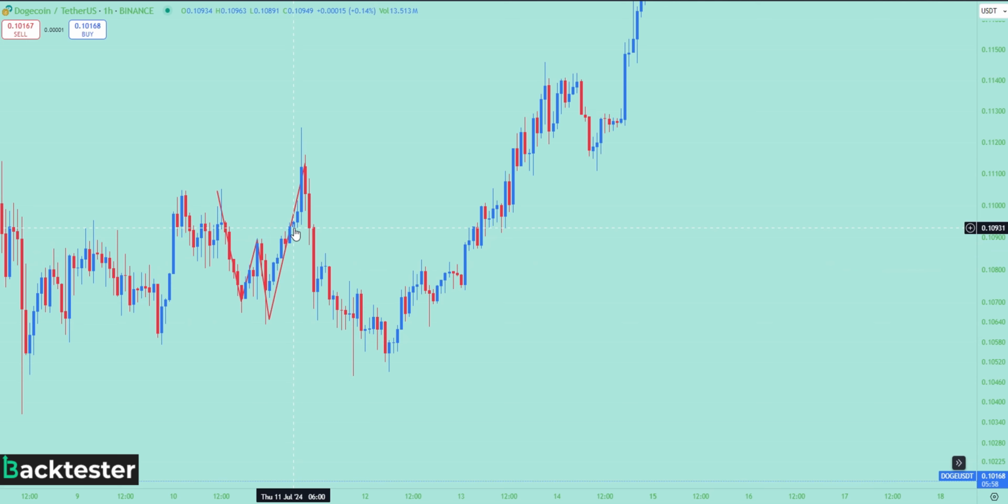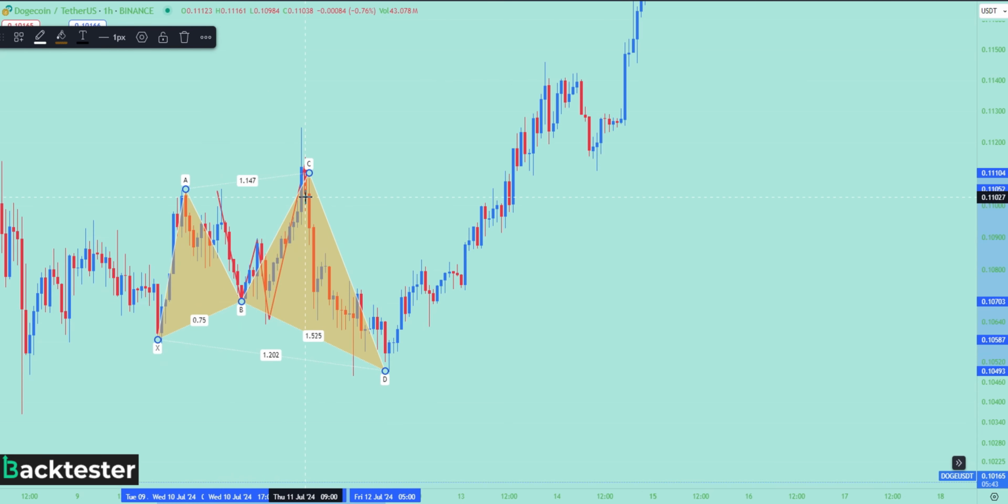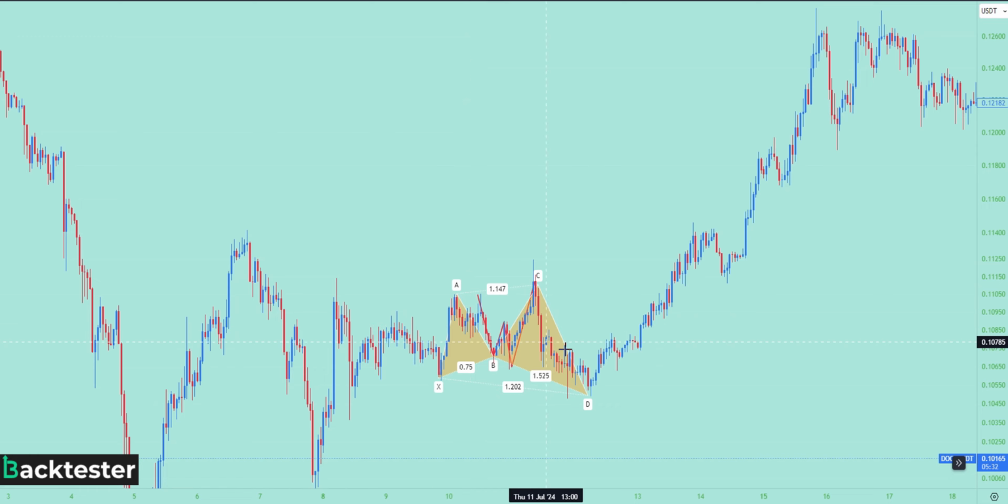So inside of the M we had a W, and that means that we could have sold the C of the M, if we draw the M pattern again. Because of this W inside, we could have sold the C of the M pattern and then bought the D of the M pattern, which gave us an amazing trade opportunity.